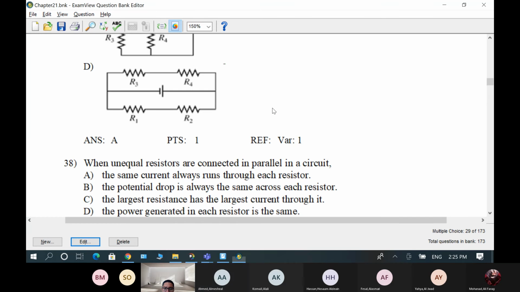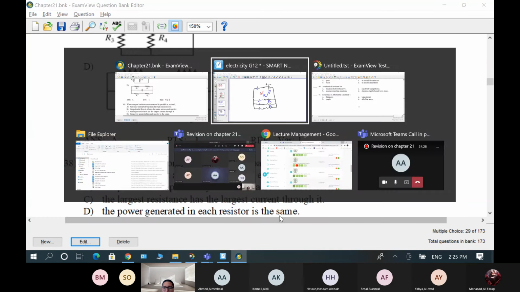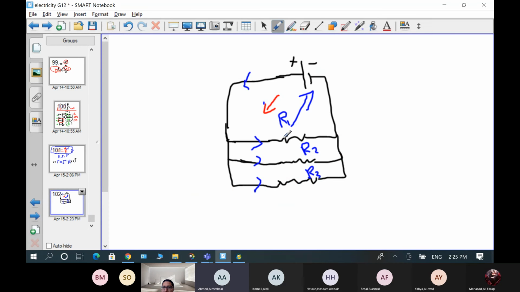Also, this one is wrong. The power generated in each resistor is the same? No, the power is not the same because we have different resistance and we have different current running in each one of them. But what is equal for all of them? Voltage is the same. I said for you that voltage, which means the energy dissipated for each coulomb, will be the same through all the resistors that are unequal.